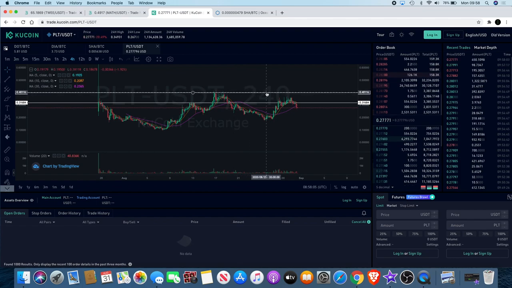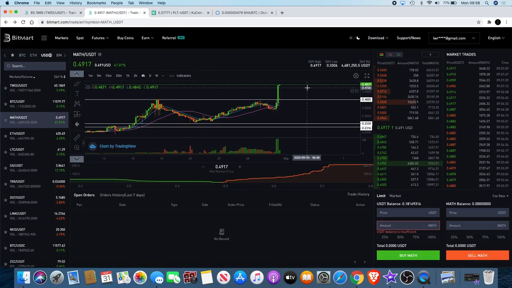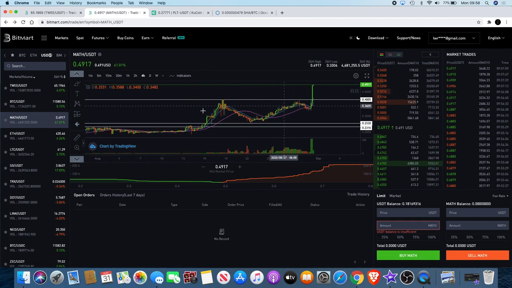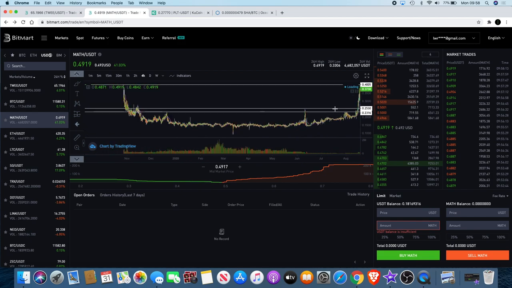So just a quick update. Math wallet, still moving to the upside, up to 49 cents. That's a nice bit of a move. I like Math wallet. Definitely one to watch for me, guys.